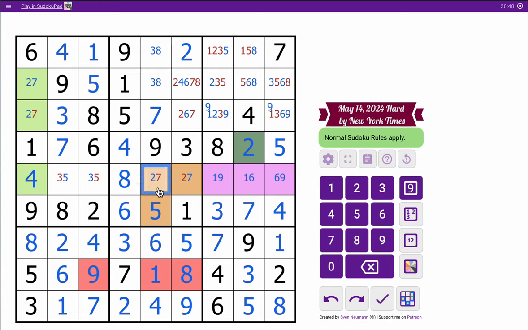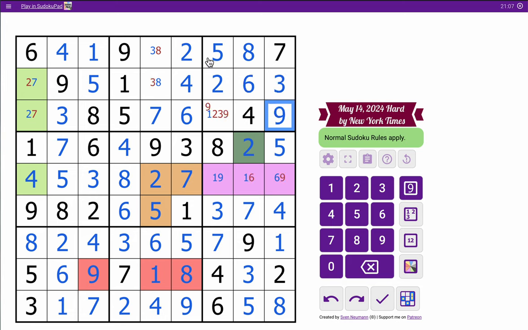That can only be a 7. Three, eight, pair that's left. Column 5. Oh, that's 6. This is 4. 3, 5, 2. Oh, it's forced to be a 5. This has to be 8. 6, 3, 9. 1, and then that pesky triple.